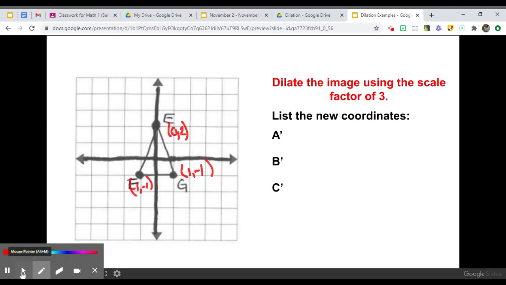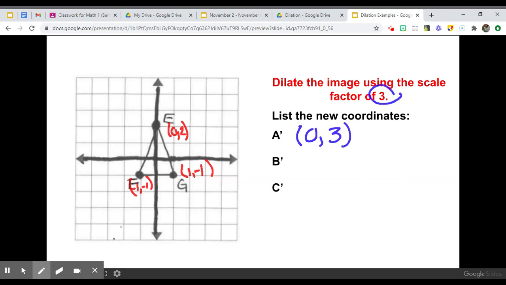Okay, so if I use my scale factor, I'll switch up the color here. I'm going to do 0 times 3 and then 2 times 3. 0 times 3 is 0. 2 times 3, because that's my scale factor of 3, is, ooh, that's definitely 6. I'm just going to pretend like I didn't say that. 2 times 3 is 6.